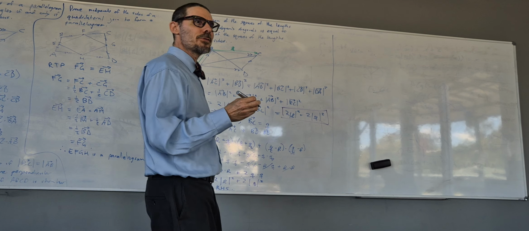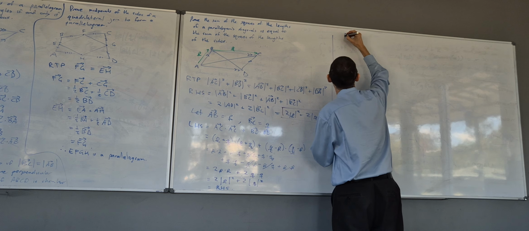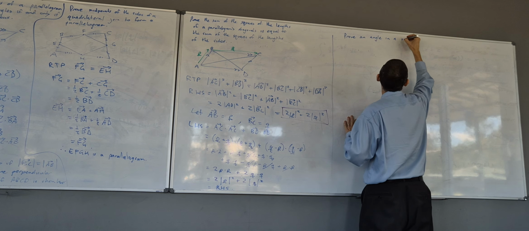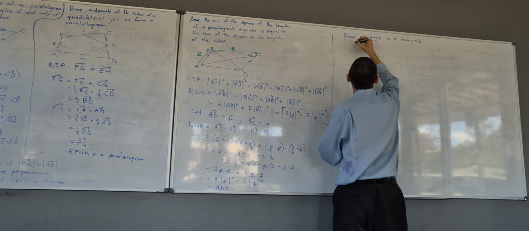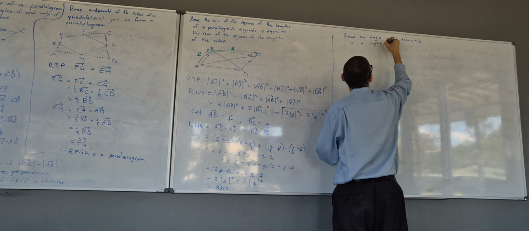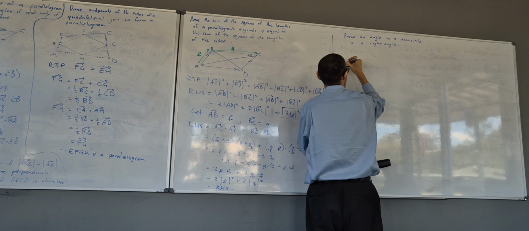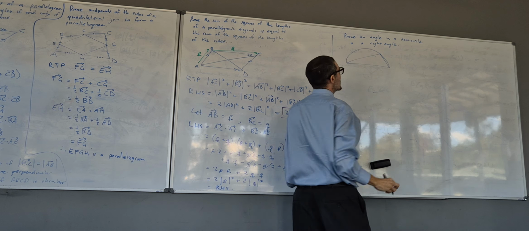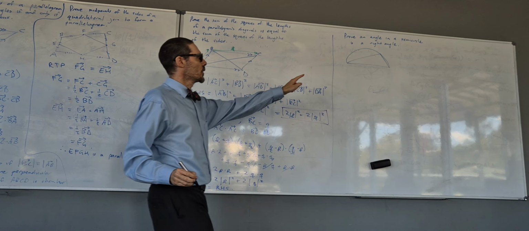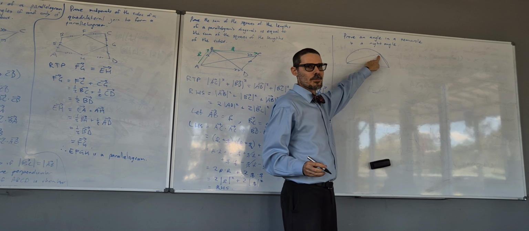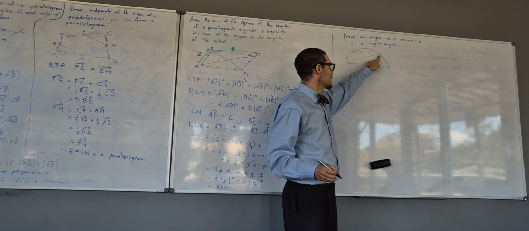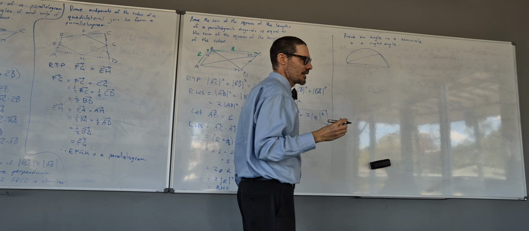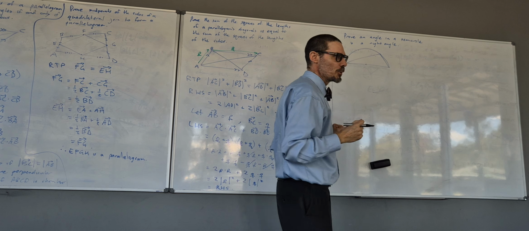Prove an angle in a semicircle is a right angle. What does that even mean? What are we even talking about? Talking about this. We want to prove that this angle is a right angle. Always, as long as you start with a semicircle. When you draw two lines to any point on the circumference, you will always get a right angle.